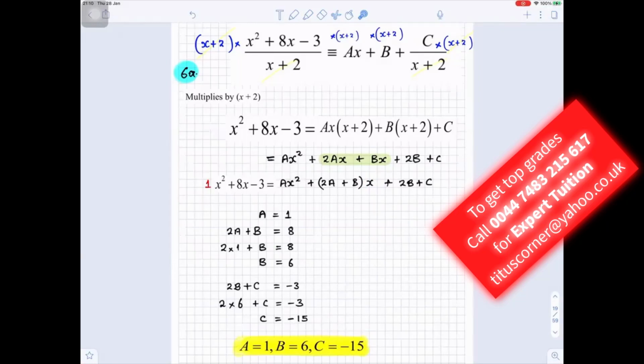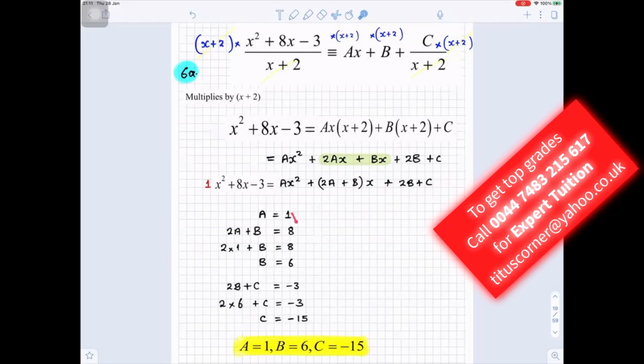So we want to compare like terms. 1 equals a, that's the coefficient of x squared. A is 1. 2a plus b equals 8, that's the coefficient of x, what is in front of x. And 2b plus c equals minus 3.